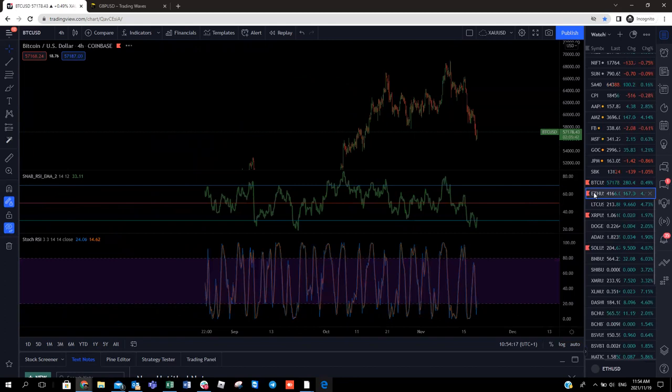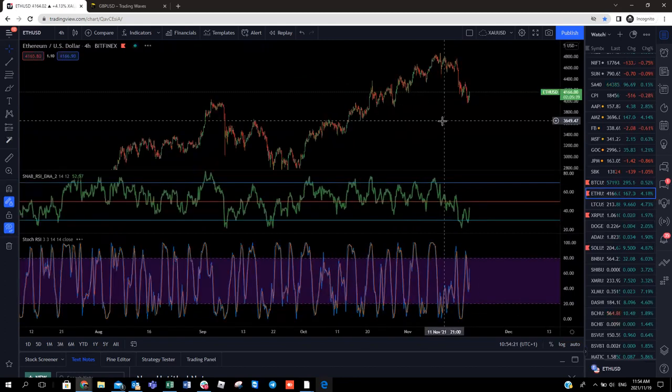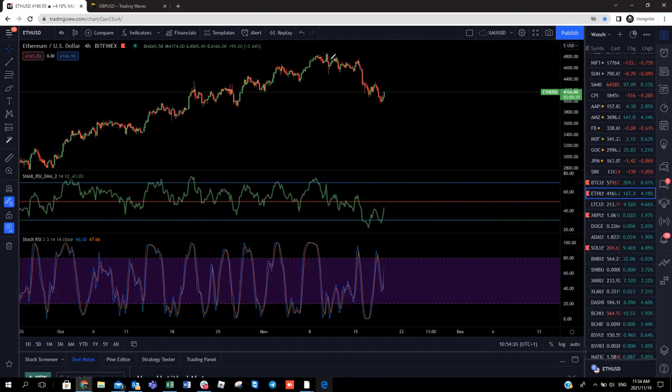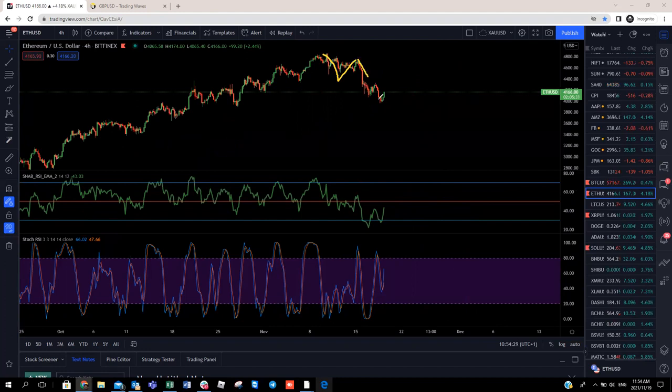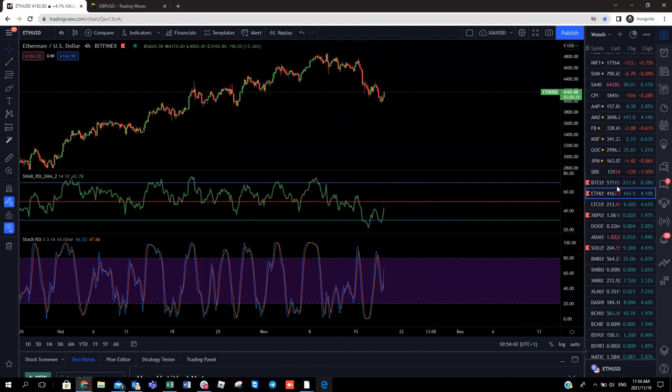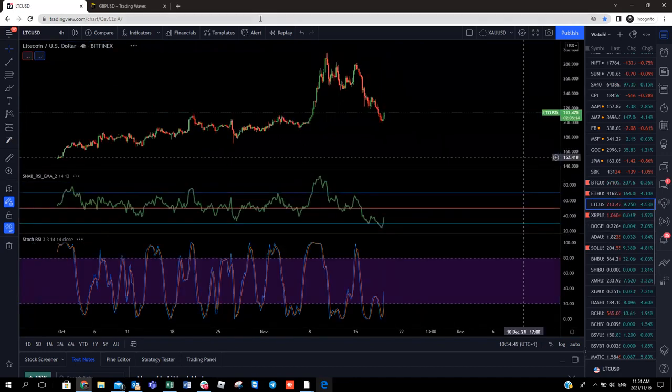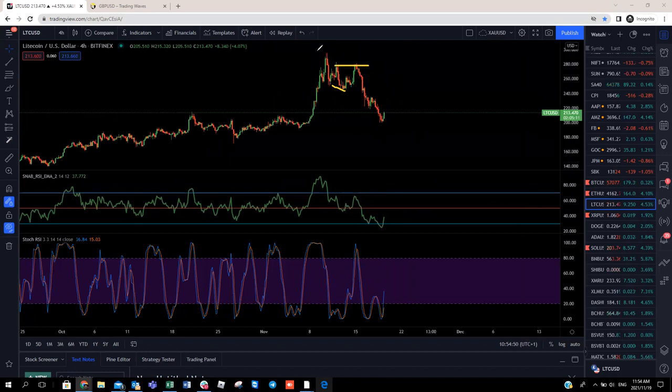Ethereum. Ethereum has made what looks like a 1, a 2, and a 3. Are we going to get Ethereum resuming the move to the upside? We are seeing some divergence here. So we may have started the move to the upside on Ethereum. Let's keep an eye on it. Litecoin. 3-wave move as well. That's a 3-wave move, a zigzag with an extended wave C. Let's see if we're going to get a reversal at those levels.